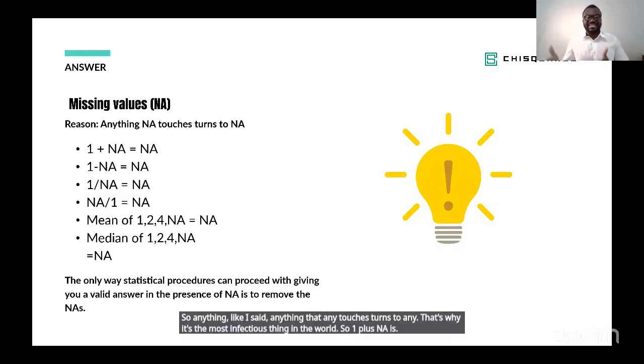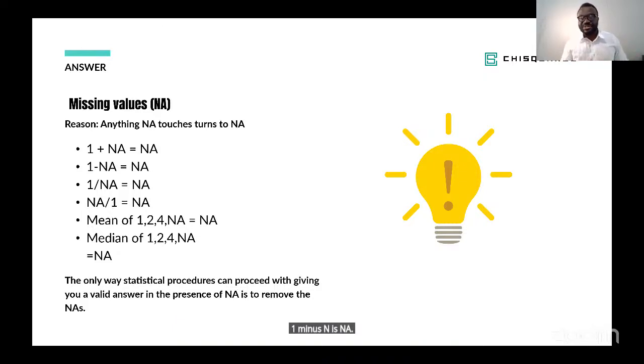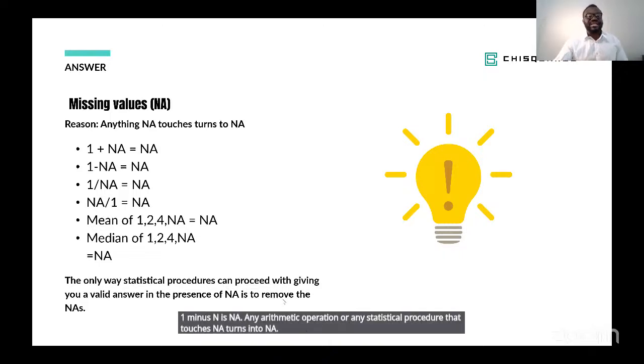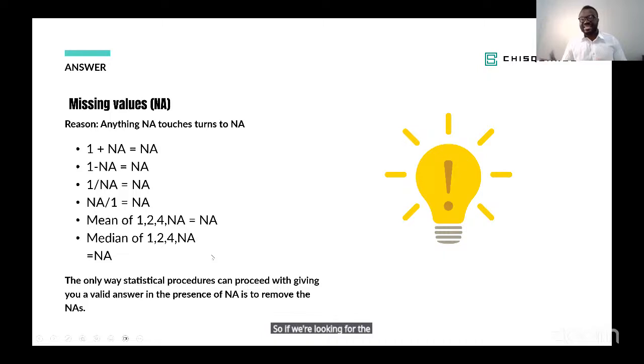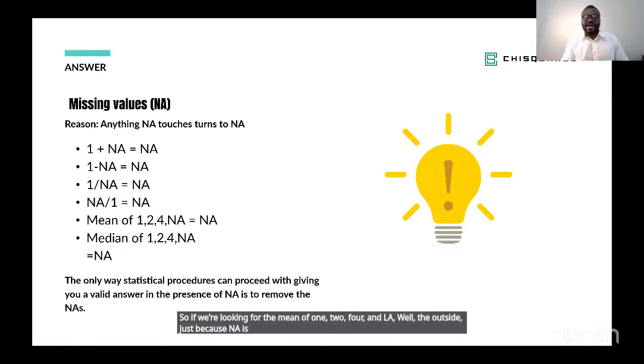1 minus NA is NA. Any arithmetic operation or any statistical procedure that touches NA turns into NA. So if we're looking for the mean of 1, 2, 4, and NA, well, the answer is NA just because NA is there. So this is why we need to pay attention to this lecture, right? Because NA is the most infectious thing in the whole world, and anything it touches turns into NA.